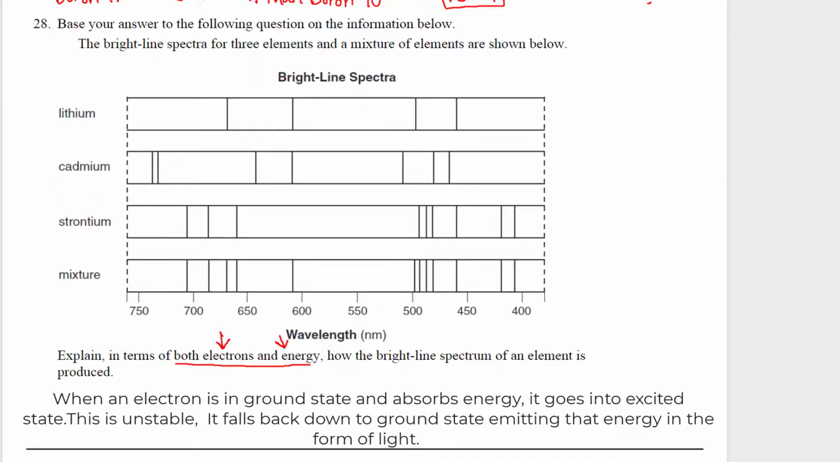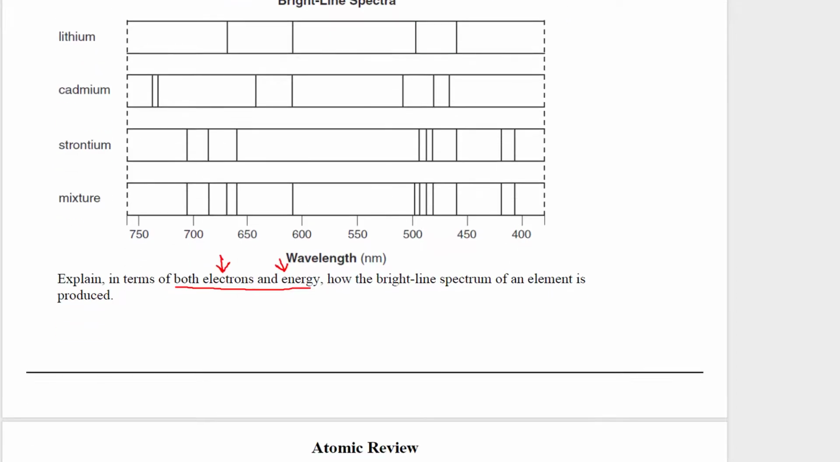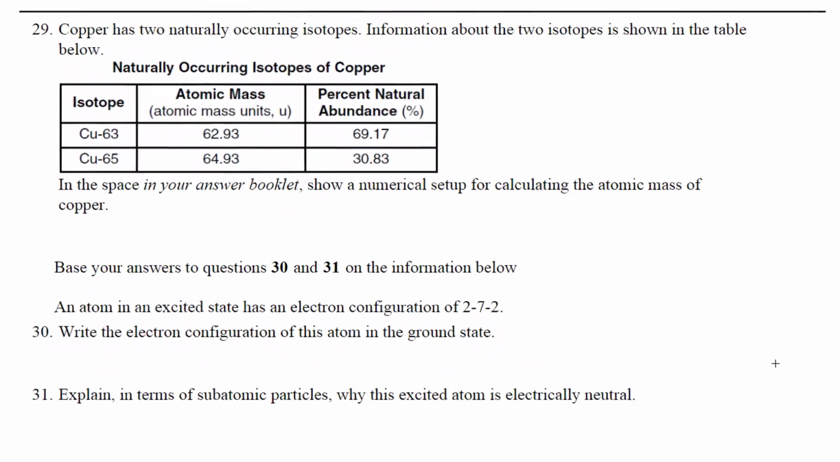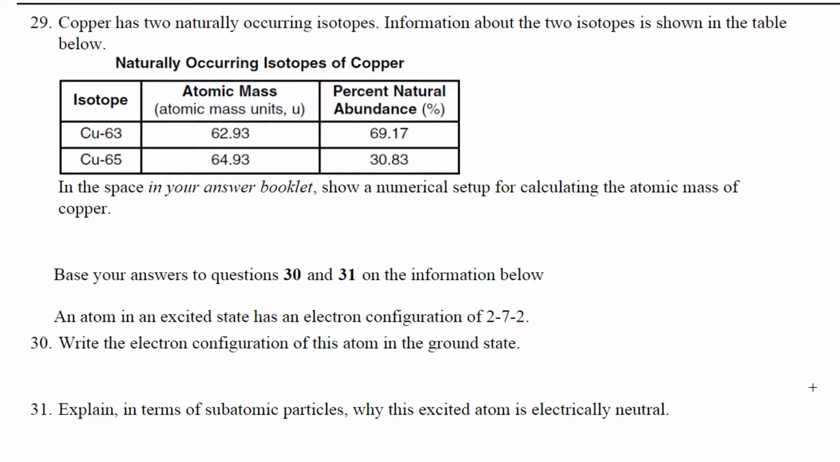Okay, let's go to our next question. We're going to question 29. Almost done, guys. So question 29 says copper has 2 naturally occurring isotopes. Information about the 2 isotopes is shown in the table below. We have copper 63 with an atomic mass of 62.93 AMU, an abundance of 69.17, and copper 65 with an atomic mass of 64.93 and a percent abundance of 30.83. And it says to show a numerical setup for calculating the atomic mass of copper. Take a moment and show me how you would set up that question.